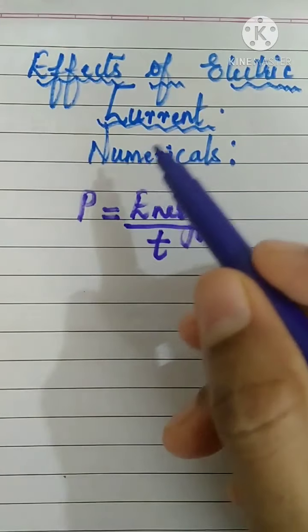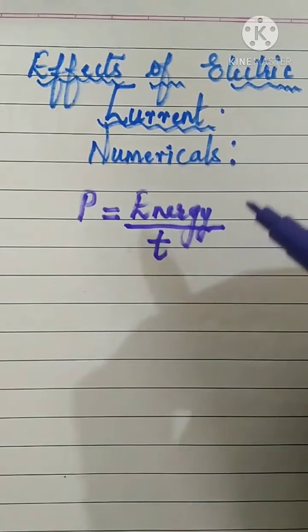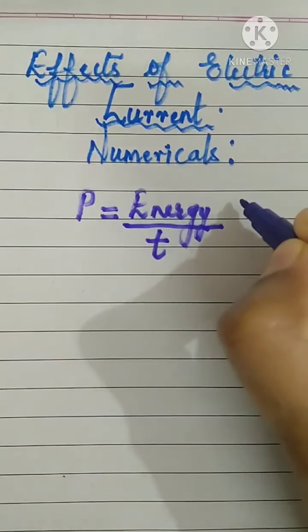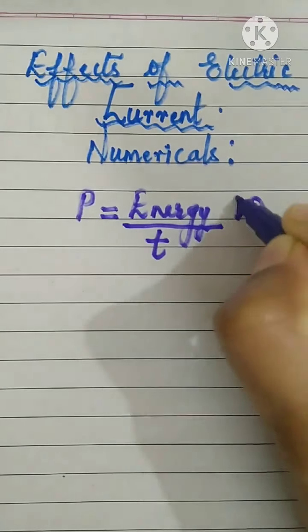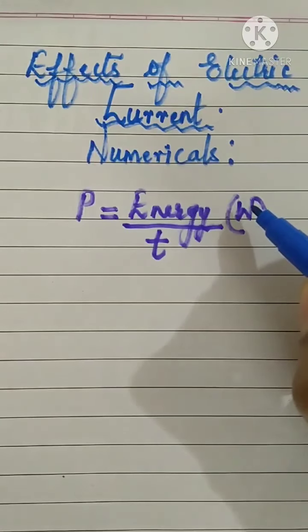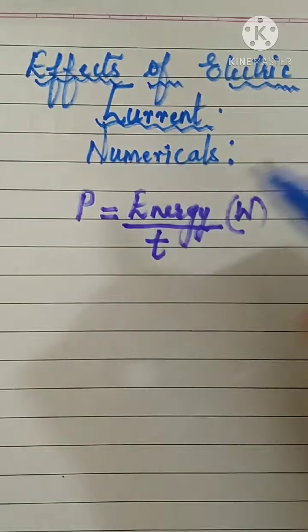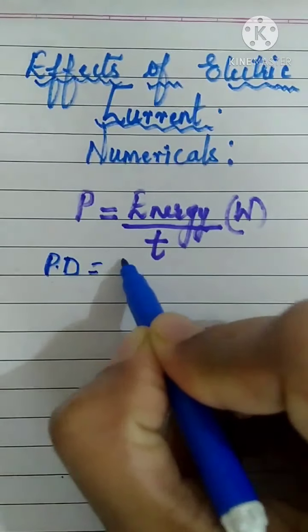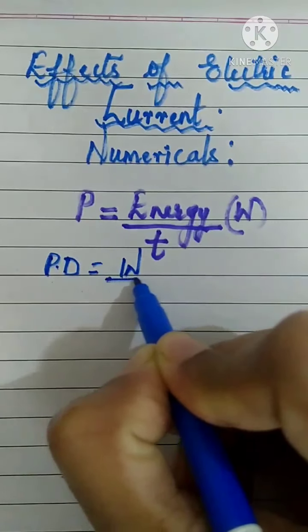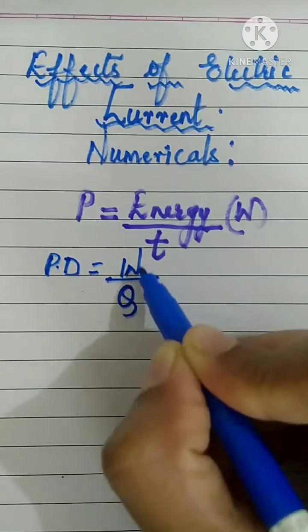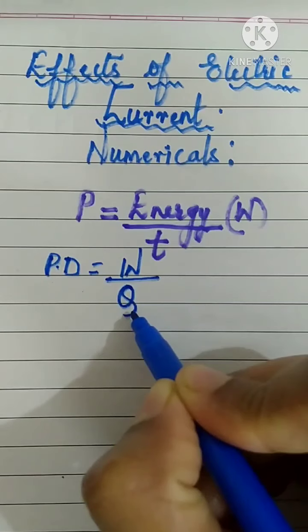Just to begin with, I wrote the formula of electrical power. Now, whenever you see energy, you should also be aware of the term work. And where did you see this term work? You saw the term work in potential difference. No? Potential difference was the work done to carry unit positive charge from one point to the other. So work done to carry unit positive charge, work upon charge.